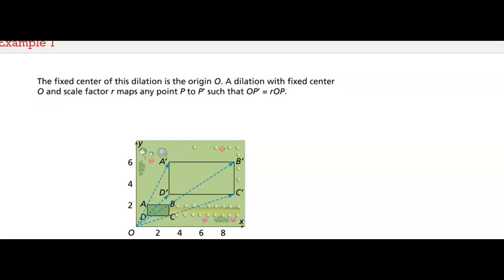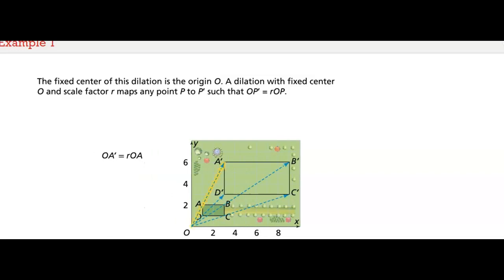The fixed center of this dilation is the origin, O. The dilation with fixed center O and scale factor r maps any point P to P' such that the length of OP' is equal to the scale factor r times the length of OP. For example, OA' equals r times OA. OB' equals r times OB. And the same is true for the other two pairs of sides.